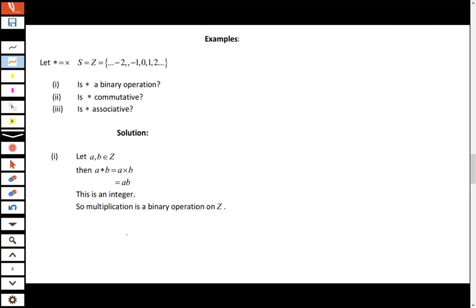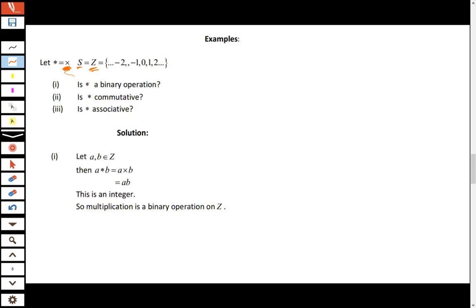Okay, so there's a question here, a simple question, of course. They're saying star is defined by multiplication, and the set S is equal to the set of integers, which is just ranging from negative infinity to positive infinity. They're asking us: is star a binary operation? When we get two integers in this set, we multiply them. Are the answers that we're going to get going to be integers as well? If the answer is yes, then it's a binary operation.